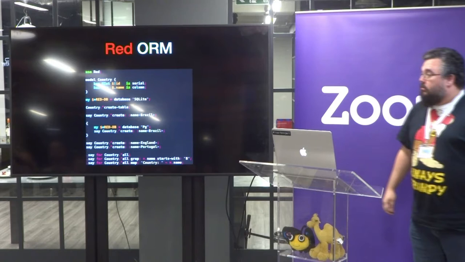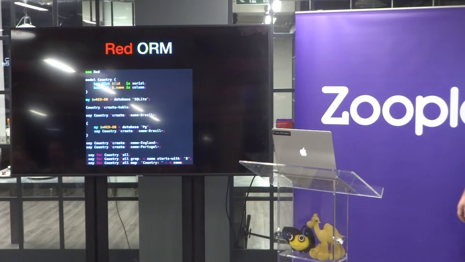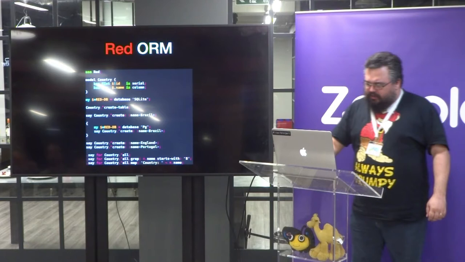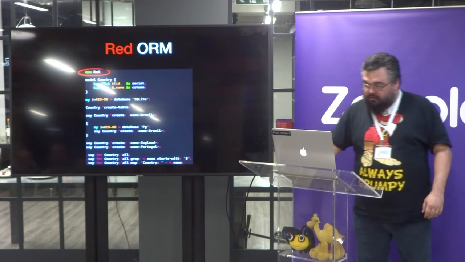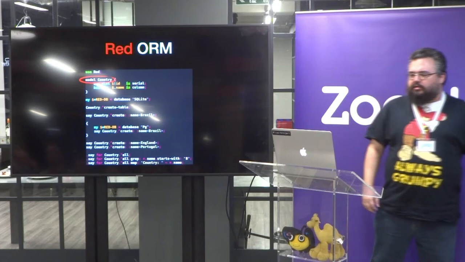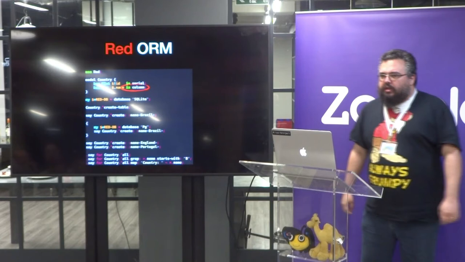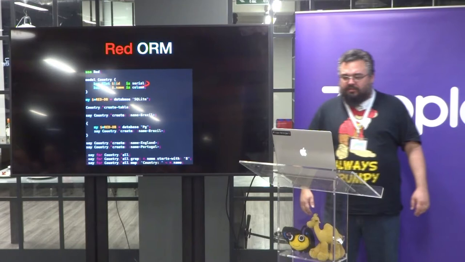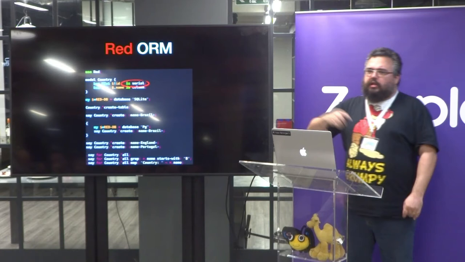But let's try. This is an example of a Red model: a country that has an ID and a name and stuff like that. Just to point out everything we are doing here, we are using Red, of course. This is where I define what class, what model, I'm creating. Here I define that name is a column, and this will create a field on the database, on the database table. Serial is the same as column, but it makes a column that is a primary key and auto-increments.